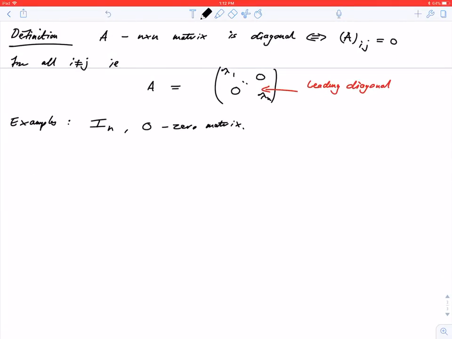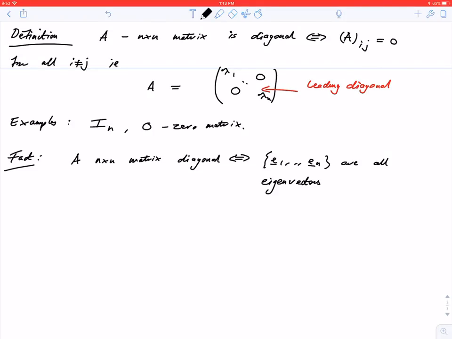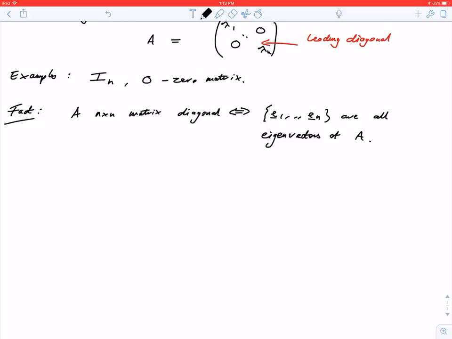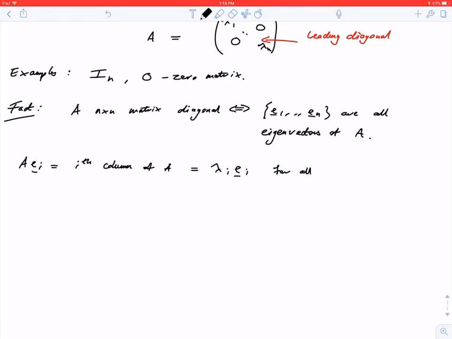Okay, so here's a nice fact for us, which ties in with what we've just seen. Again, if I have an n by n matrix, A is diagonal if and only if the collection E1 to En are all eigenvectors of A. It's an interesting way to think about a diagonal matrix. Let's think about this really carefully. A of Ei is equal to the ith column of A. It's always the case. It's one of the nice things about the standard basis. So this implies, if this is equal to lambda i Ei, this is for all i. This is if and only if.